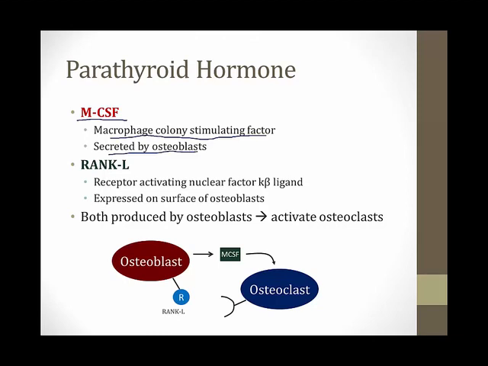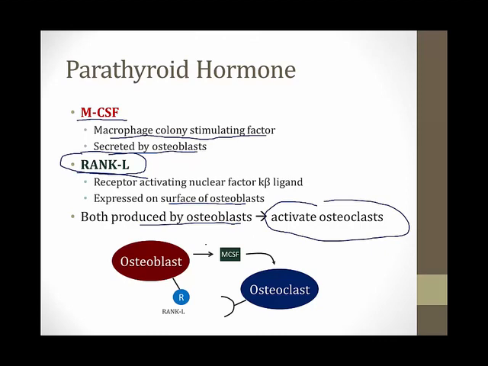Also, when stimulated by parathyroid hormone, osteoblasts will synthesize a surface receptor called RANK-L, which stands for receptor activating nuclear factor kappa B ligand. This is expressed on the surface of osteoblasts, and osteoclasts have receptors for RANK-L so that they can bind and become activated. So both MCSF and RANK-L are produced by osteoblasts, and this is the mechanism by which they activate osteoclasts.